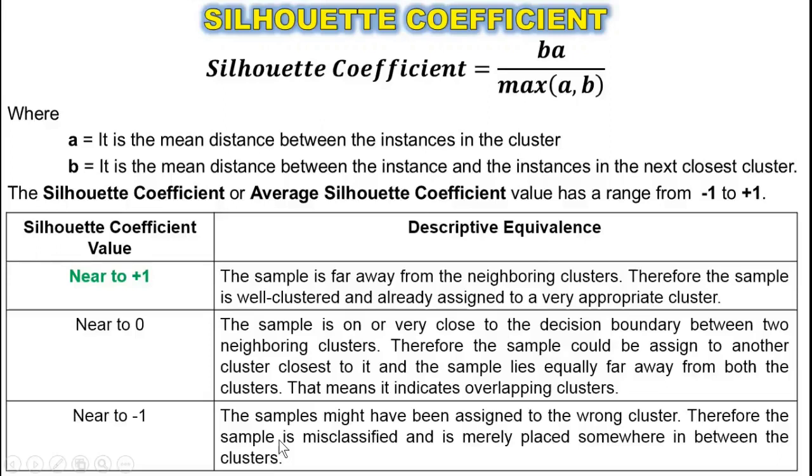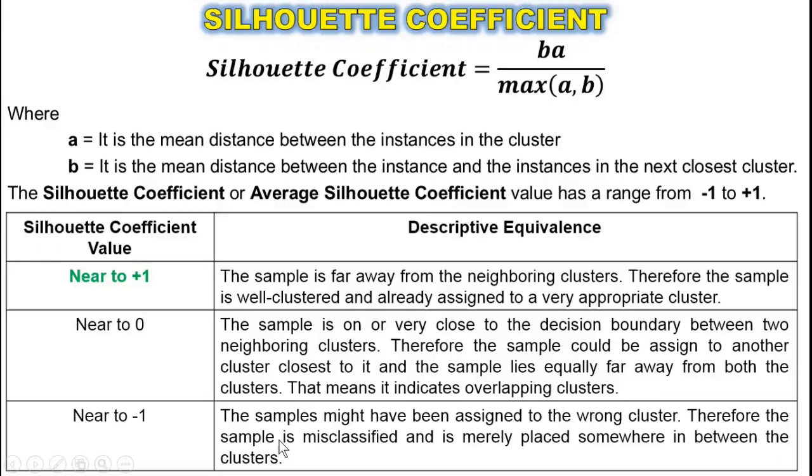To interpret the meaning of the silhouette coefficient value, we refer to this table. A silhouette coefficient value near +1 means that the sample is far away from the neighboring clusters. Therefore, the sample is well clustered and already assigned to a very appropriate cluster.